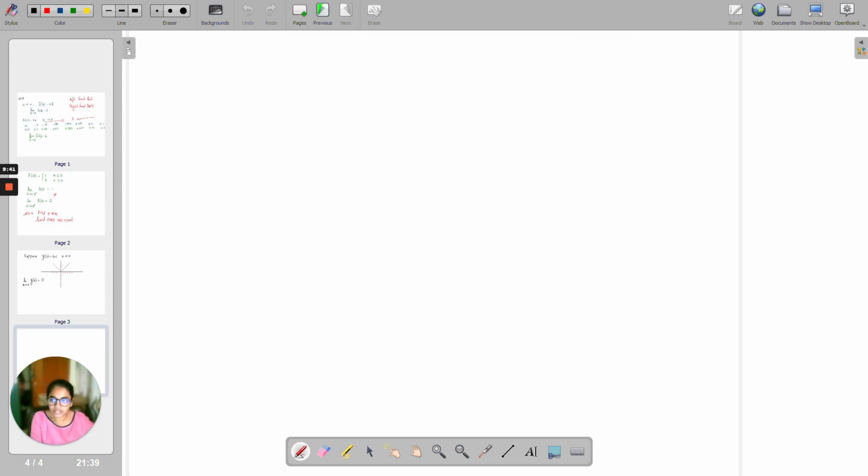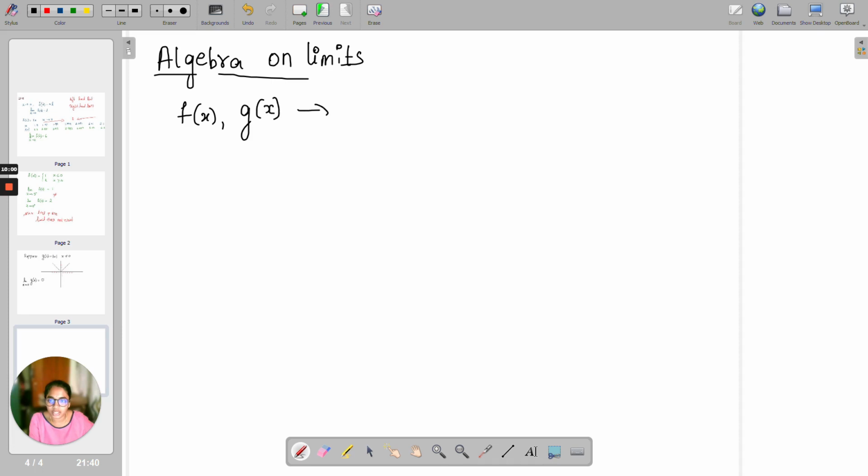Before that, let us study something about algebra on limits. What is this algebra on limits? Imagine I have f of x and g of x whose limit exists. What do you mean by the limit exists? Left hand limit is equal to the right hand limit.